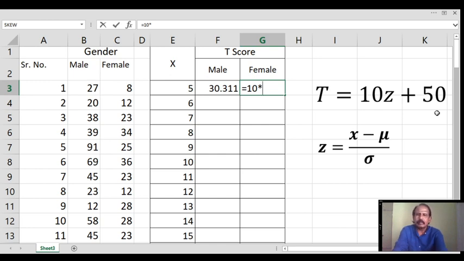Now we start with a bracket, then x is to be written, and the cell address of 5 is E3. So we write here E3. Then we have to subtract the mean of female, that is found in C55. So we write here C, and as we have to freeze this address, we put a dollar sign, then we write 55. C55 is the cell address of the mean of female, then we close the bracket.